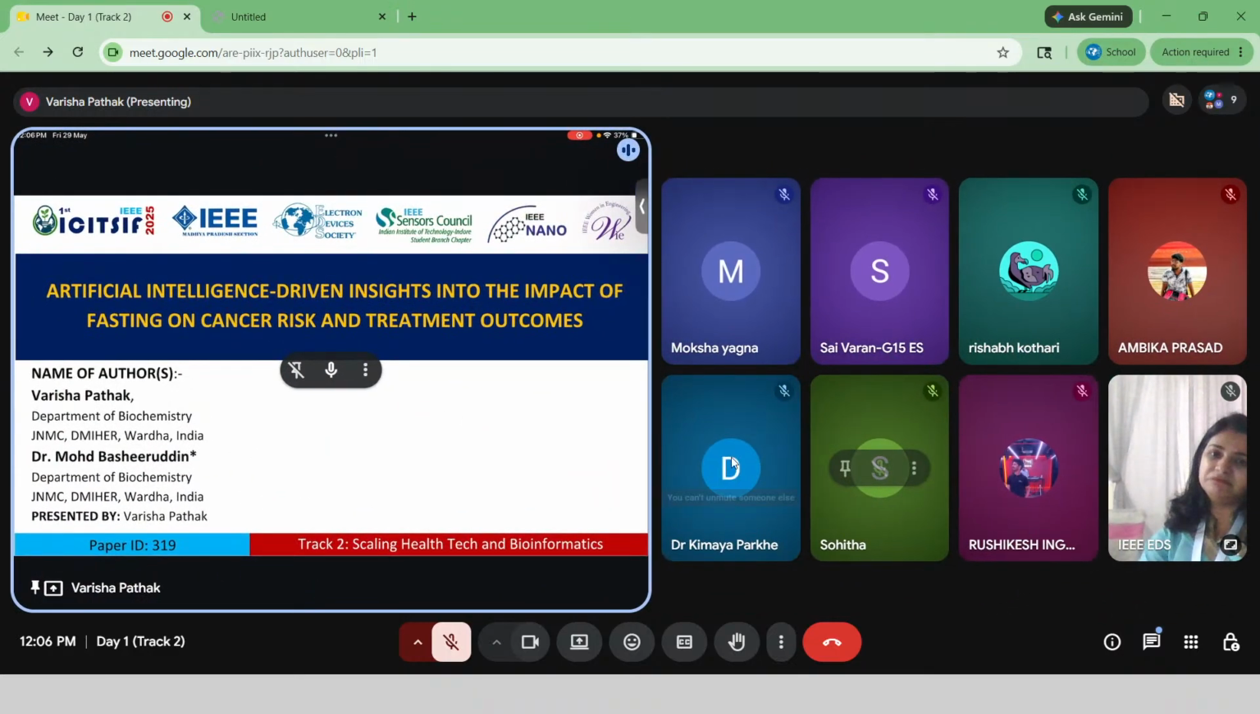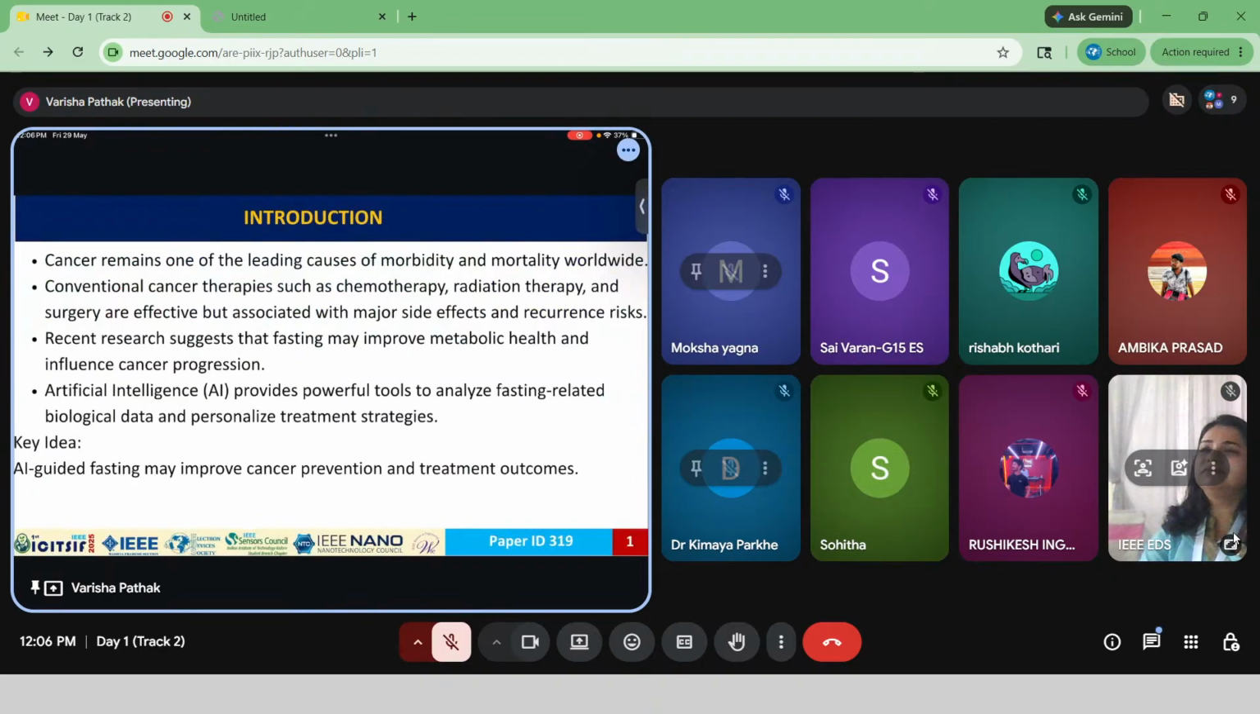At the same time, artificial intelligence offers powerful tools to analyze metabolic and clinical data in a personalized manner. This paper explores how AI guided fasting strategies may contribute to precision oncology.